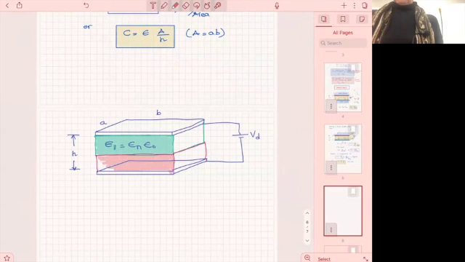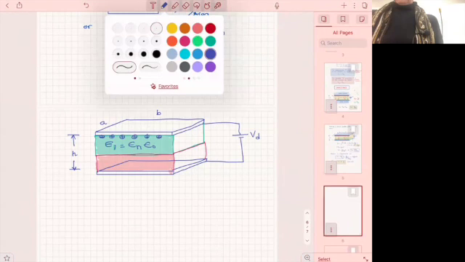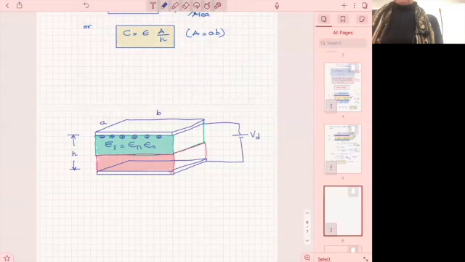What is going to happen to the electric field? Because here you have the same kind as before. Here we have all of the positive charges. And then down there, we have all of the negative charges.